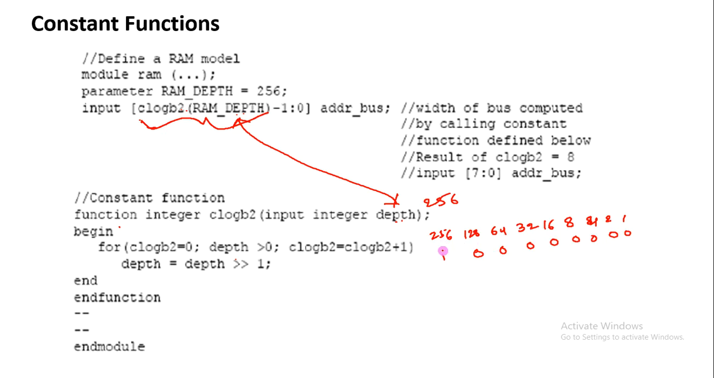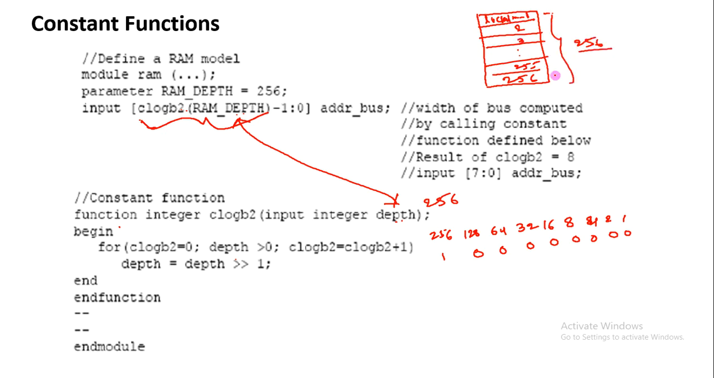It means depth is nothing but, for example, I want to have a memory which is having a depth of 256. If I call it one location, how many locations am I having? This is 1, this is 2, this is 3. Like that, I'm having 256 total locations.